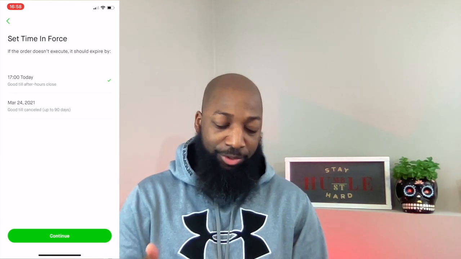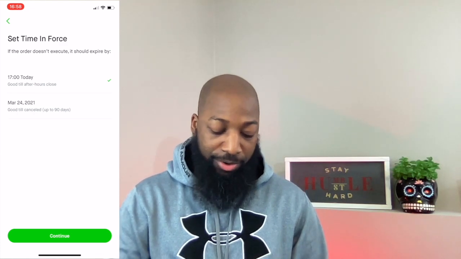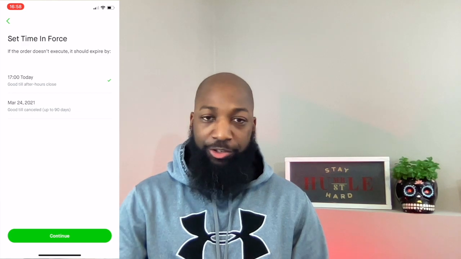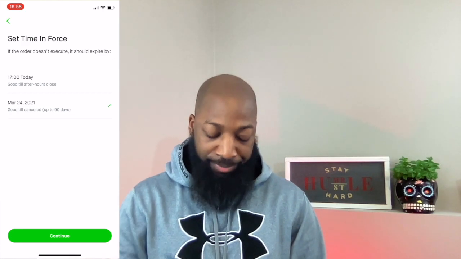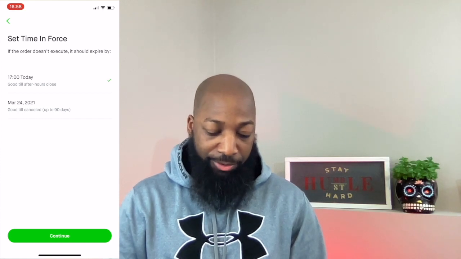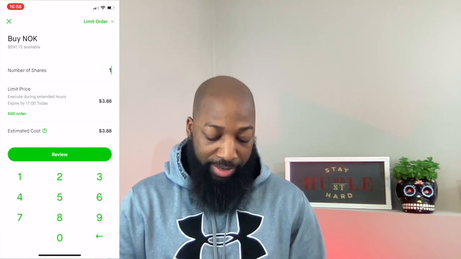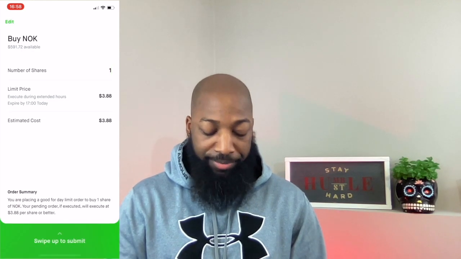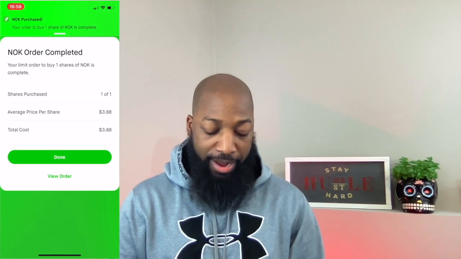So you have the option to buy within just the trading hours, or you can extend it to March, like 3 months out, up to 90 days if you really wanted to do that. But we'll stick with the day. Click continue. Back to this screen here. Review, ensure that that's how much you want to pay, and then just swipe up. And just like that, you've purchased your share.